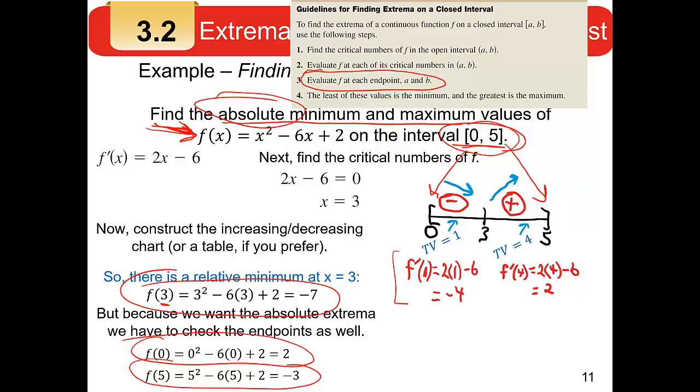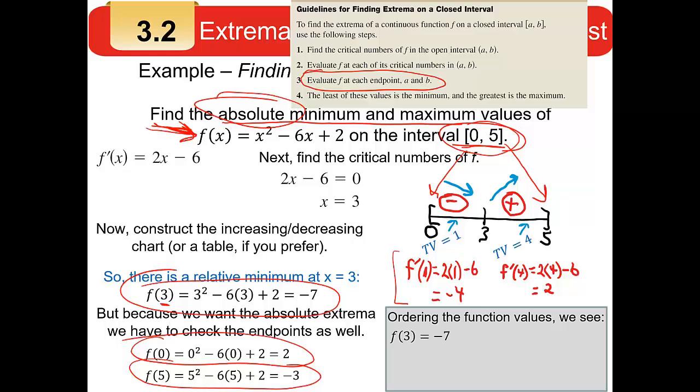of these and put them in order of their y values, smallest to largest. So if you do that, you'll see that at 3, the negative 7 is the smallest of all the y values. At 5, you get the next smallest, which is minus 3. And so the biggest is the one at 0. So I put them in increasing order of y values. And once you do that, the smallest y value is the absolute minimum. The largest y value is the absolute maximum.